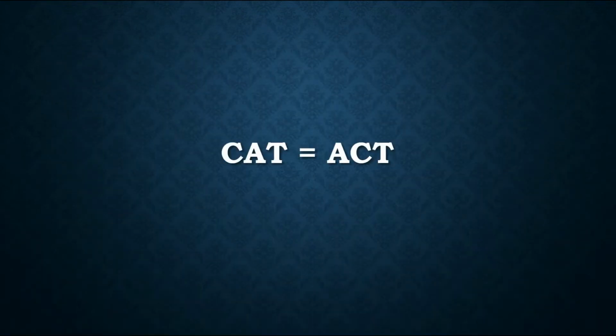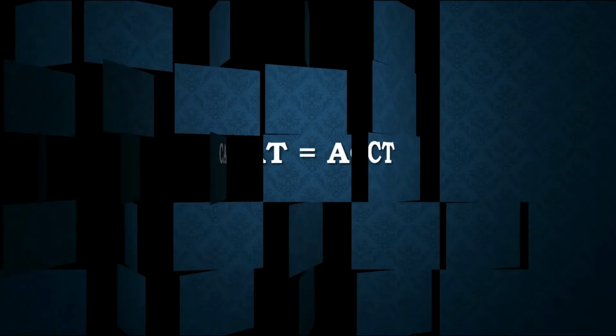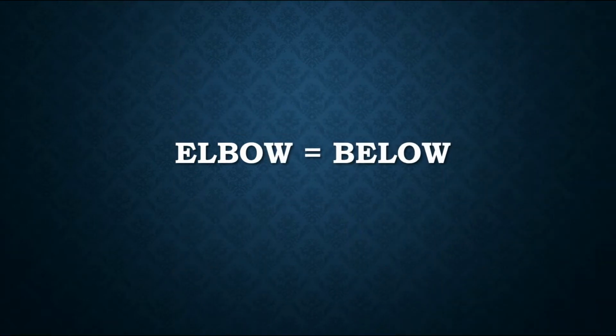As you see on the screen, we have two words, cat and act. The letters in cat are C-A-T. These are the exact same letters that are used in the word act, A-C-T. This is an example of an anagram. Let me give you another example. Another example of an anagram is the word elbow. The reason why is because the letters E-L-B-O-W also are the letters in the word below, B-E-L-O-W.